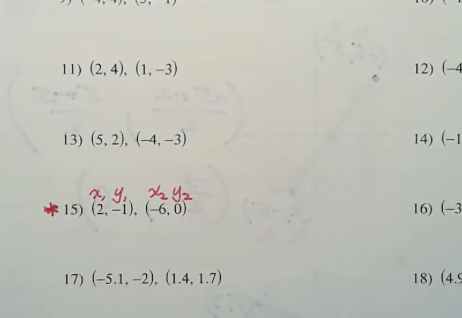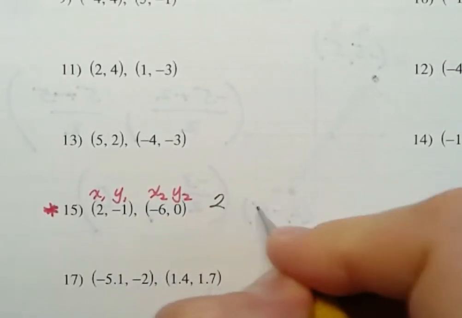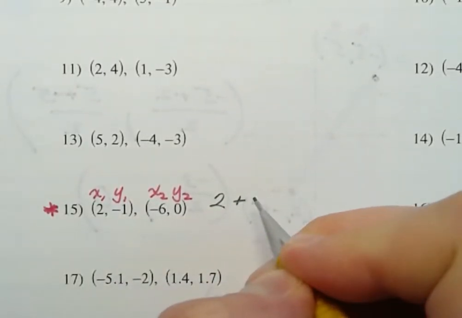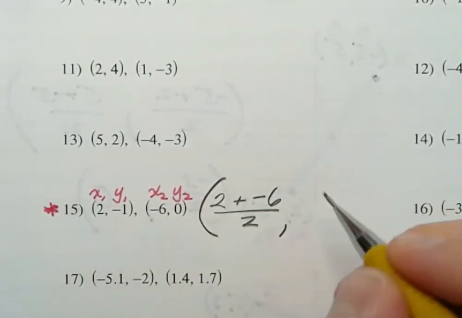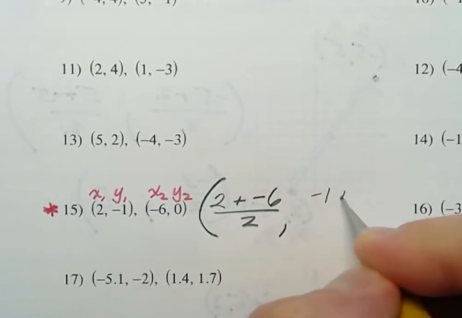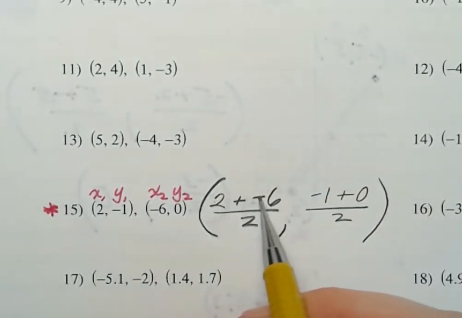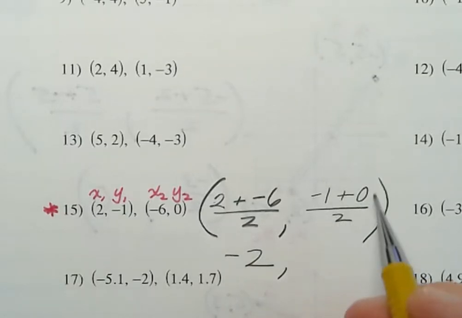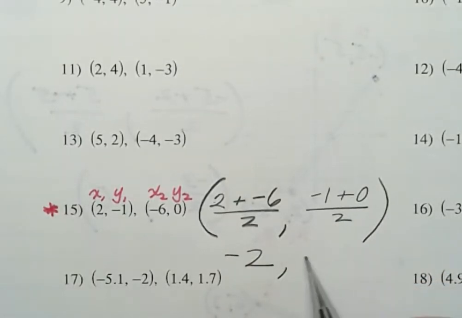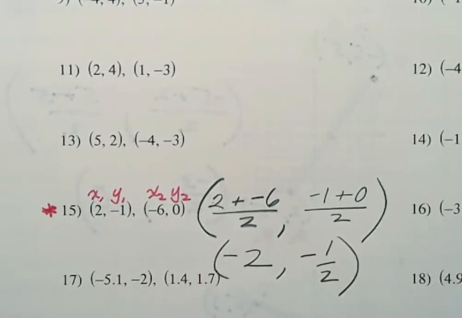So my calculation is going to become x1 plus x2 over 2 comma y1 plus y2 over 2. And so 2 minus 6 is a negative 4, divided by 2 is negative 2. And then this is negative 1 over 2, which is just negative 1/2. And so there is my midpoint. All right? This is easy.